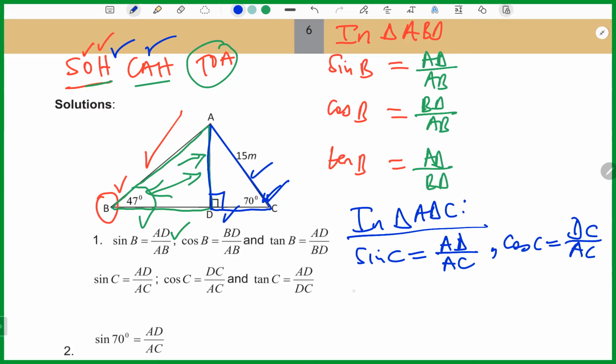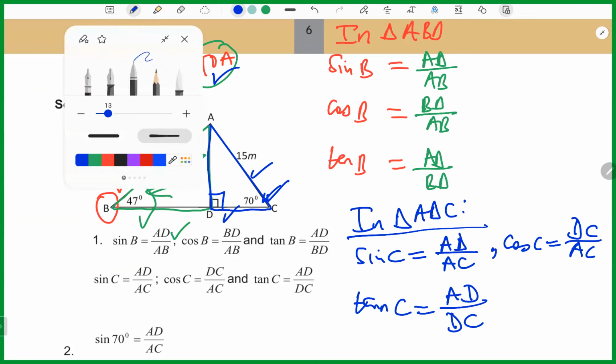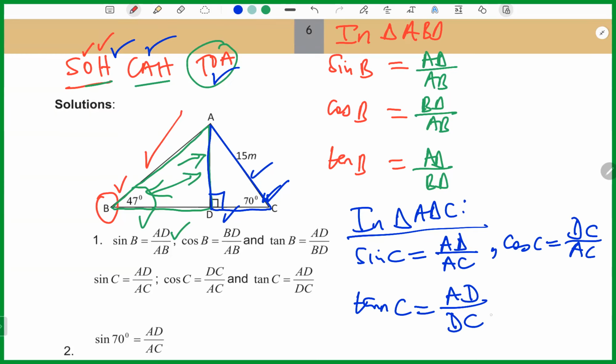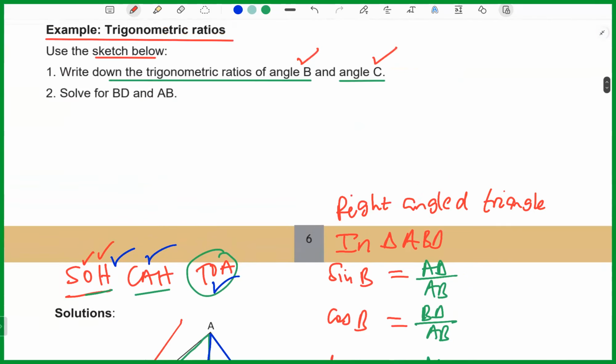Moreover, we also have the tangent of C. This is opposite over adjacent. So the tangent of C is going to be the opposite, which is AD, over the adjacent, which is DC. So that is what we get, and that is the result there. So we found the trigonometric ratios of the angle C, because that's what the question said: write down the trigonometric ratios of angle B and angle C.